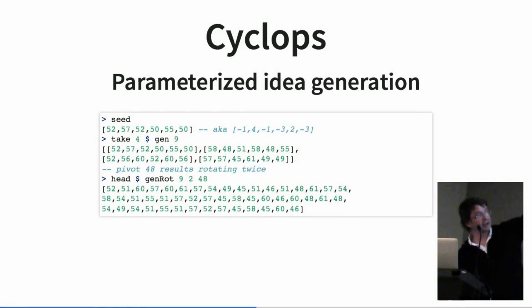If I do my basic generator, it's centered around it, so it won't look exactly like it, but like 52 to 57 becomes 58, and so I'm using the intervals to generate new lines. And I say take 4 because generate is infinite. It'll generate an infinite number of these things. Finally, I have this idea where I pivot and rotate. So I'll take 48 of them, I'll rotate each one of them over twice, and I'll take the head of each one of those to create a line. This last line is what I'm going to play you.